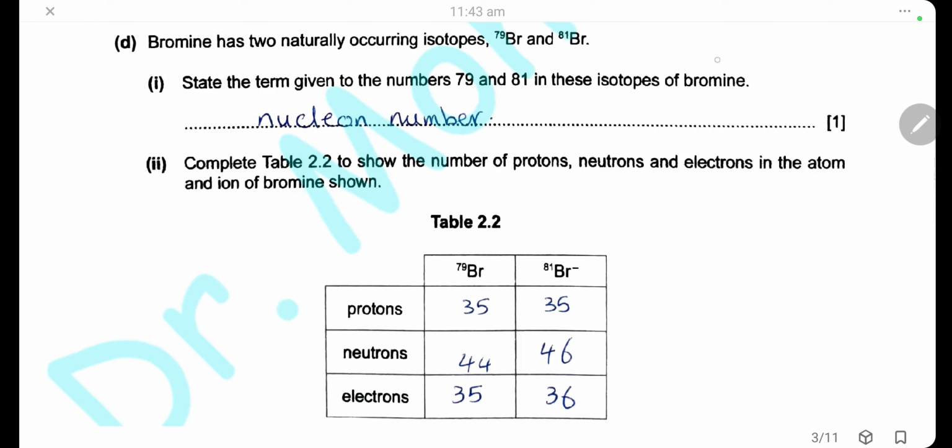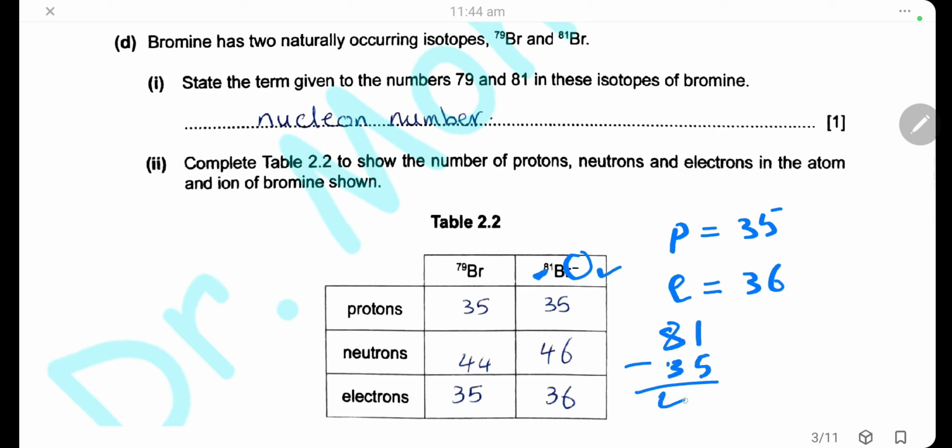For the second one, here we have a bromide ion, so we will have one extra negative charge. That means we have one more electron than protons. So in the bromide ion, we have 35 protons, but the number of electrons will be higher by 1, so the number of electrons will be 36 because we have one negative charge. And to get the number of neutrons, we will subtract 81 minus 35, so the number of neutrons will be 46.